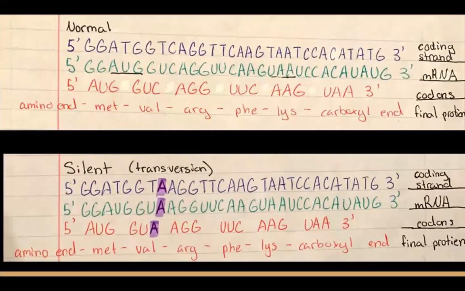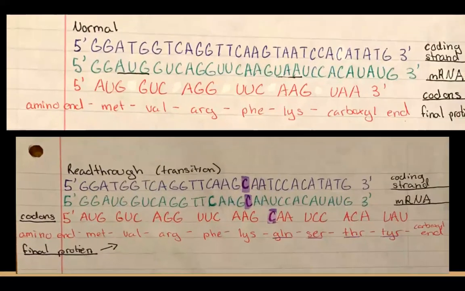A silent mutation is when a change in a base pair codes for the same amino acid. Here, C is being replaced by A, which causes the second codon to change from GUC to GUA. However, both GUC and GUA code for the same amino acid. This mutation is a transversion because cytosine, a pyrimidine, is being replaced by adenine, a purine.